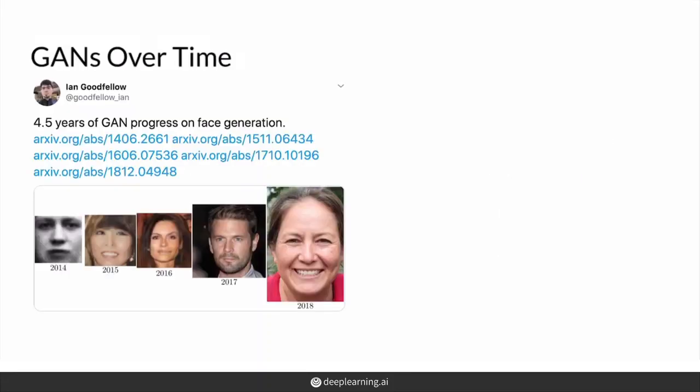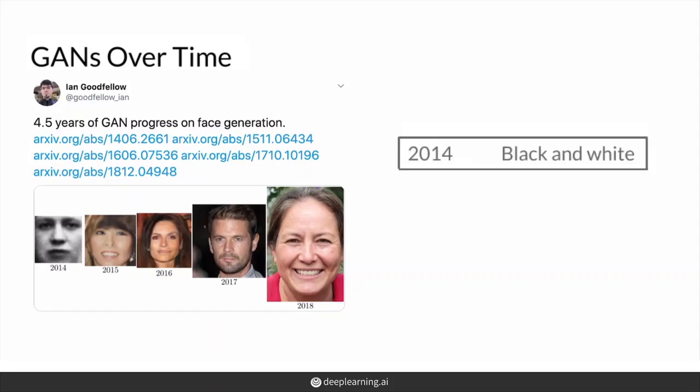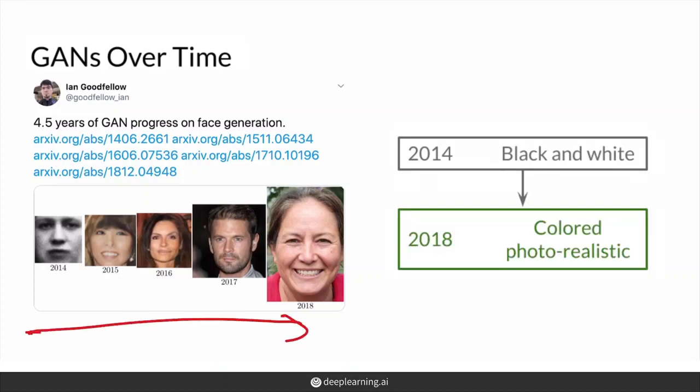This tweet is from Ian Goodfellow, who is widely regarded as the creator of GANs, and it shows a striking visualization of the rate at which GANs have improved over the years. You can see how GANs have progressed from black and white and rather inhuman-looking faces in 2014 to much higher quality, colored, photorealistic faces in 2018, and they've been getting even better up until this day. So case in point, progress has only increased since then.